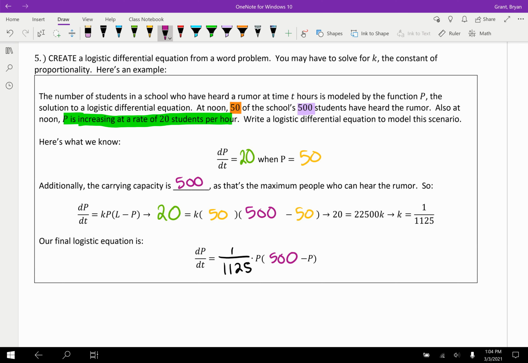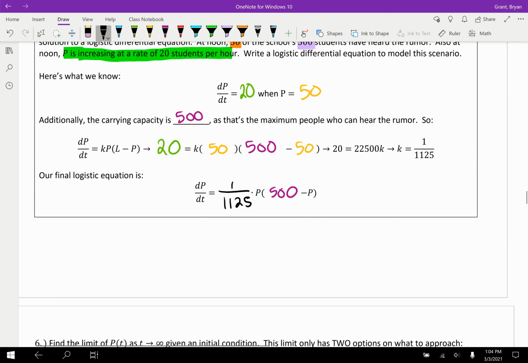Let's say, I don't know, maybe when 100 of the students have heard it. You plug in 100, do the math, and it'll tell you how fast the rumor is spreading. Right? I even know what the graph of this looks like in case you're curious, and I'm sure you are because you're watching this video. Carrying capacity is 500. The graph looks something like this.